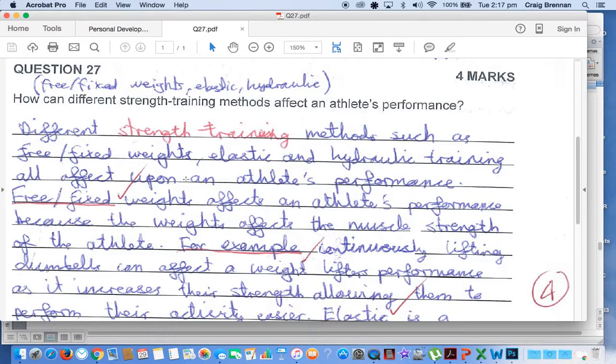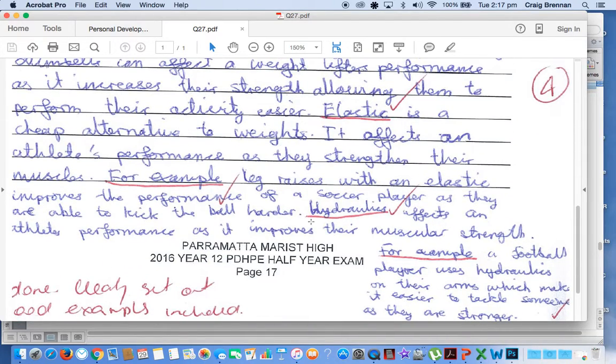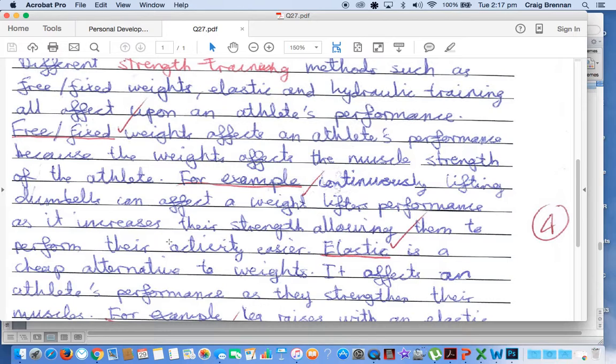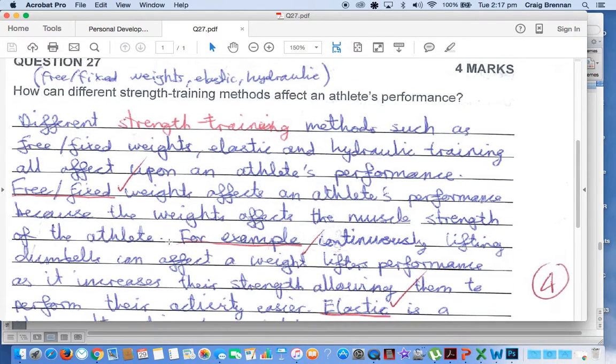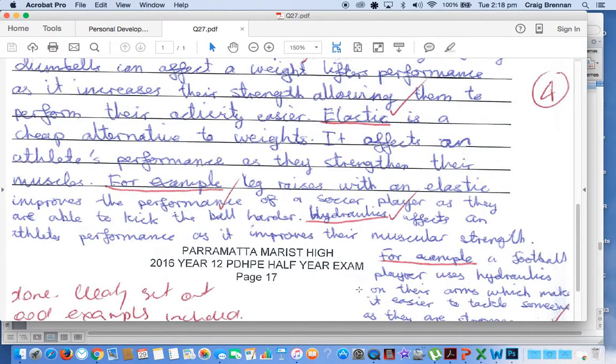So again, the first thing I noticed with this is that different strength training, got the right dot point, free or fixed weights with an example, elastic with an example, hydraulic with an example. So he's got the 3 key areas he must have in his answer first of all. Free or fixed weights, elastic, and then hydraulics.